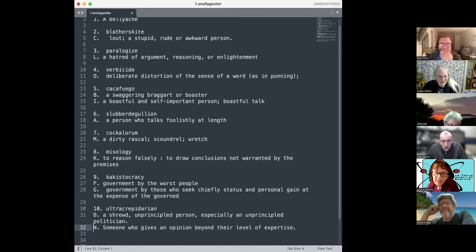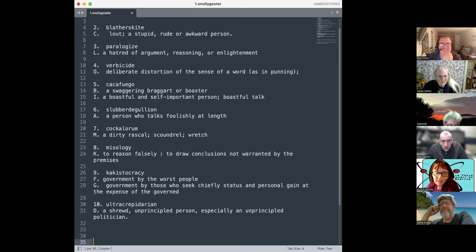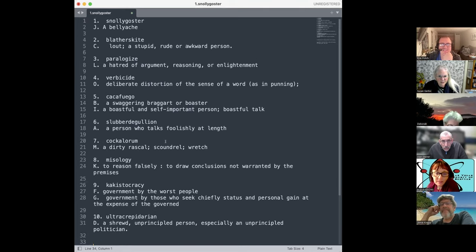All right. So maybe it's D. A shrewd, unprincipled person, especially an unprincipled politician. God, you would think they would be using that all the time. Ultracrepidarian. Now I want to memorize how to pronounce that, and I'm going to get on the news somewhere and use that with a straight face. That's very ultracrepidarian.